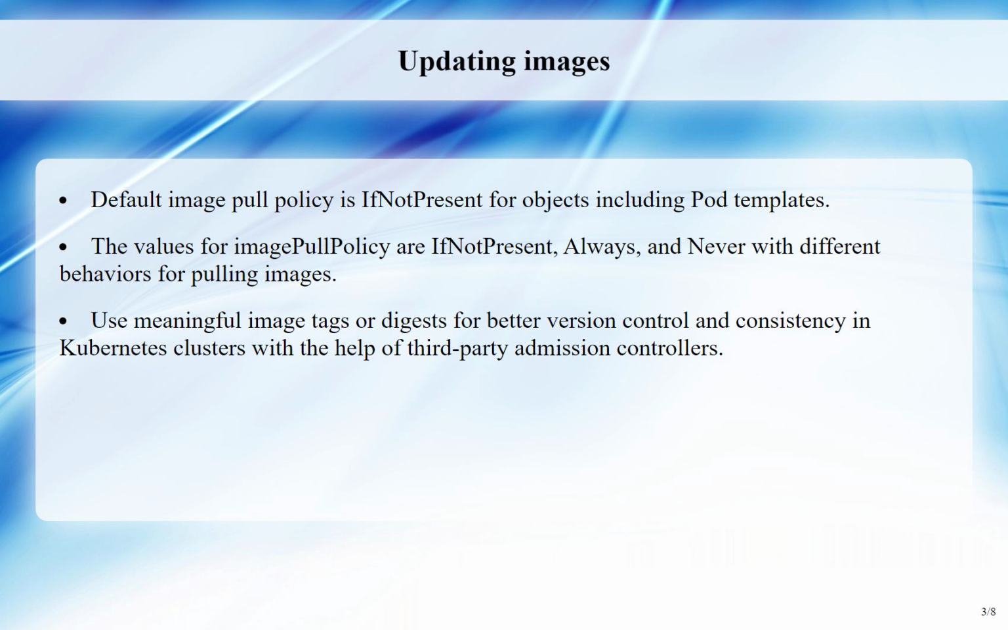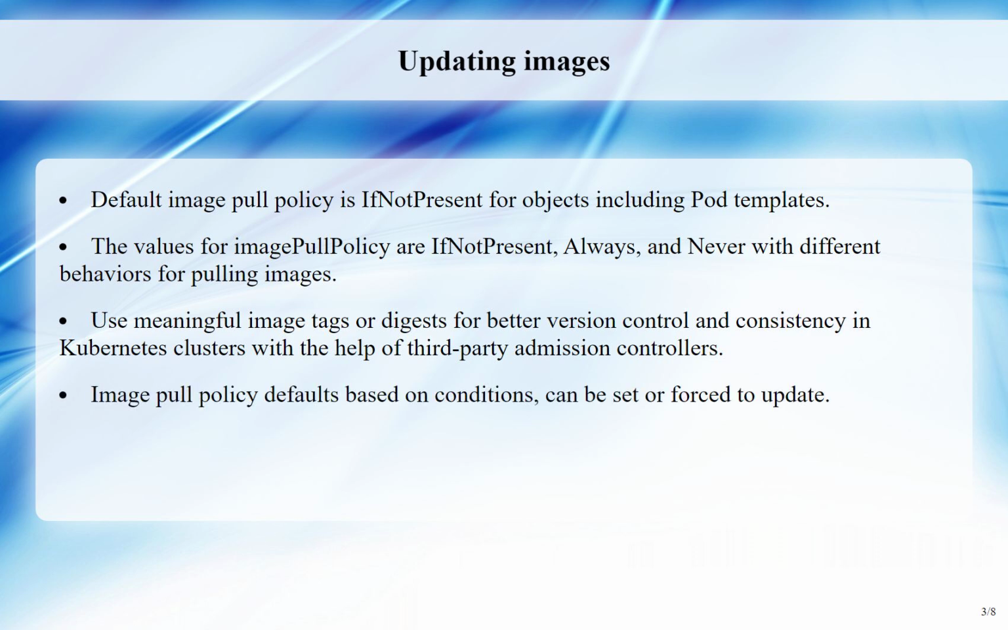Using image digest ensures that the pod will always use the same version of the container image, even if the registry code changes. Third-party admission controllers can mutate pods to use image digests instead of tags, ensuring consistent code versions across the cluster. The default image pull policy is automatically set based on certain conditions when submitting a new pod to the API server. If the image pull policy is omitted, it defaults to IfNotPresent if the digest is specified, Always if the tag is latest, and Always if the tag is not specified.